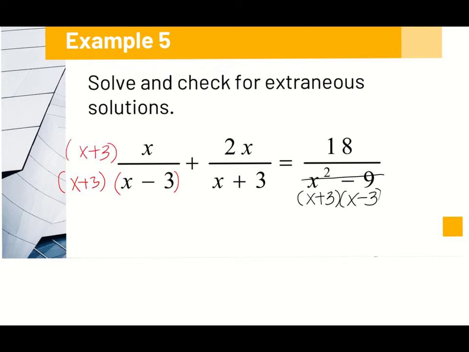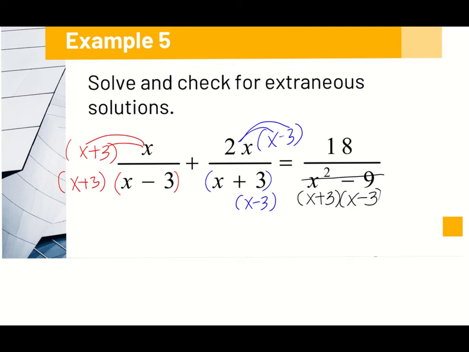Then for the second fraction, I have x plus 3, so I have to multiply by x minus 3 in the numerator and denominator. So now my denominators are all the same. So I have to go through and multiply this all out. And when I do that, I have to distribute here and distribute here.